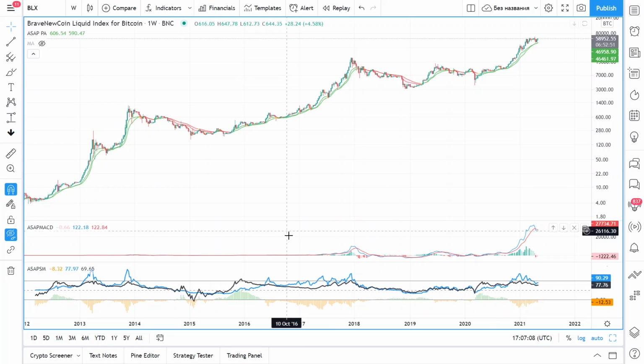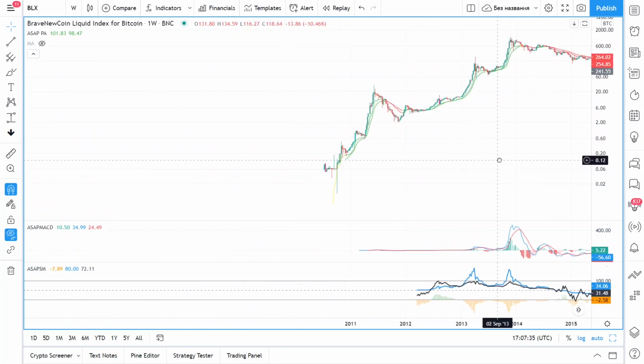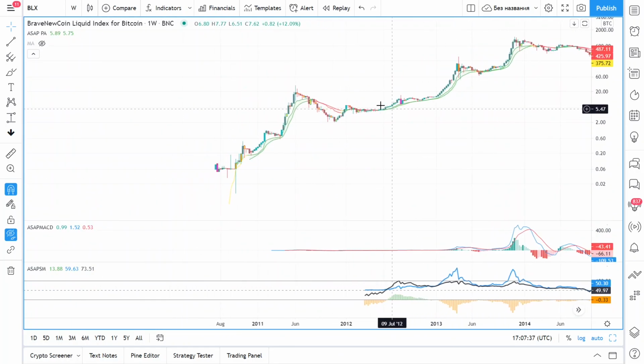But this is a perfect indicator to signal large entries in the market, when the smart money are entering, or when the smart money are getting rid of positions, or when the dumb money are entering. So let's see a couple of examples here.